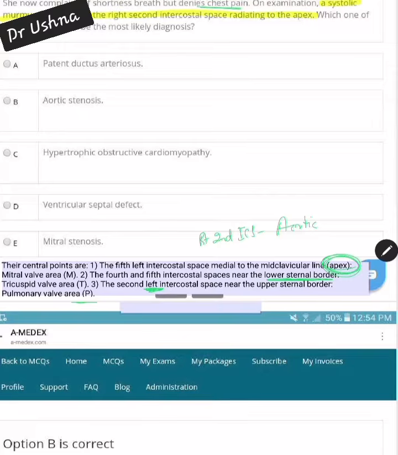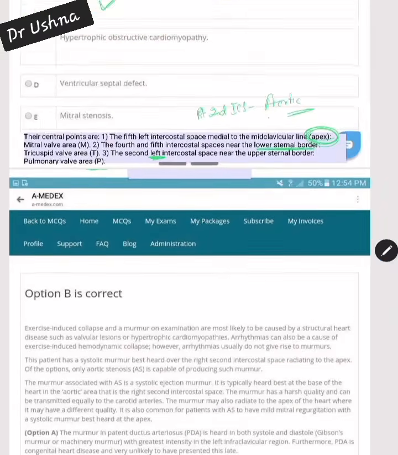So in this, the clear cut location is the right second intercostal space. Here we are dealing with the aortic area. So even if we don't know much detail about the rest of the options, we can straightforwardly go for aortic stenosis in this patient.